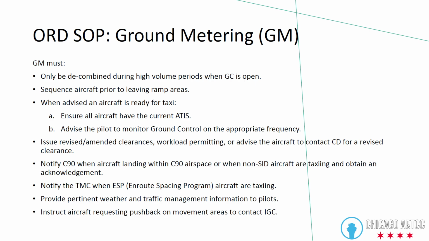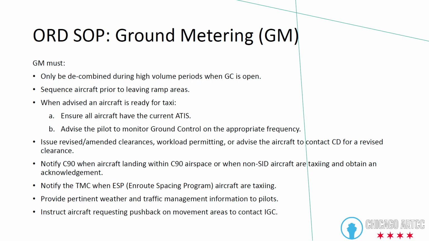Ground metering must only be decombined during high volume periods when ground control is open. Sequence aircraft prior to leaving ramp areas. When advised an aircraft is ready for taxi, ensure all aircraft have the current ATIS. Of course, we're going to enter that in the strips. Advise the pilot to monitor ground control on the appropriate frequency. Issue revised or amended clearances, workload permitting, or advise aircraft to contact clearance delivery for a revised clearance.